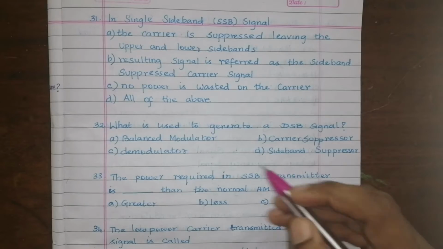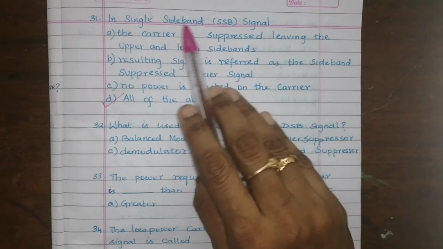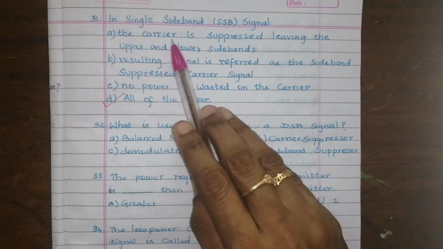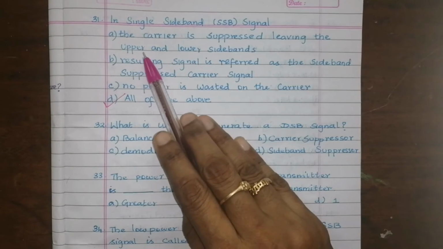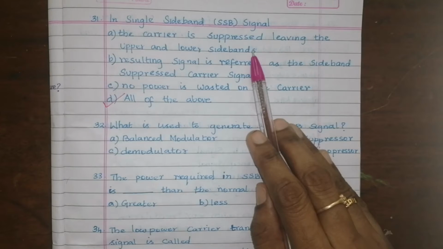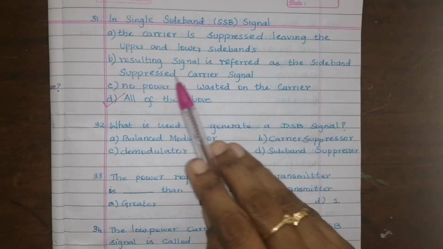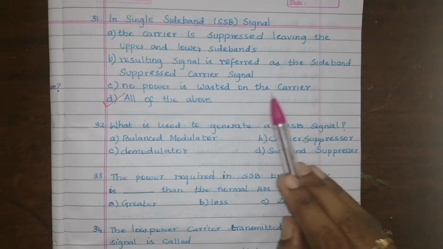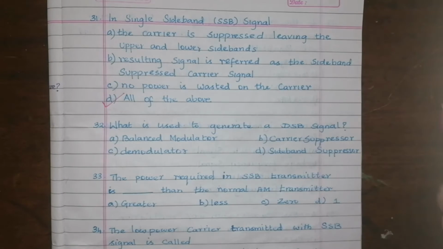The correct answer is option D, all of the above, because single sideband means there will be only one sideband. They have written the carrier is suppressed, there is no carrier, but there will be upper and lower sidebands. The next one is, resulting signal is called sideband suppressed carrier signal. That is also right. No power is wasted on the carrier. That is also right. So option D is the correct answer, all of the above.